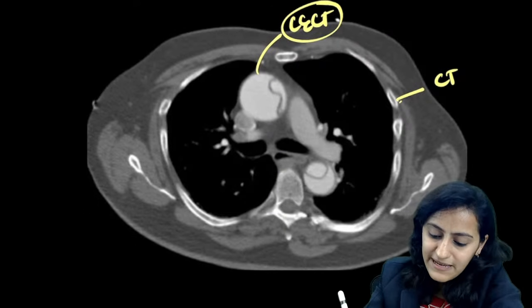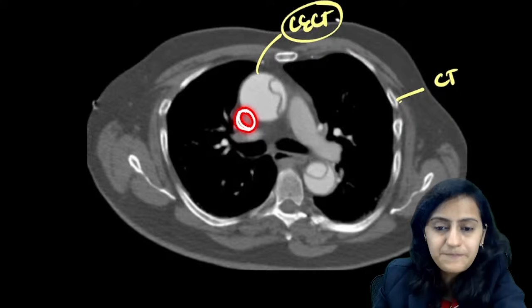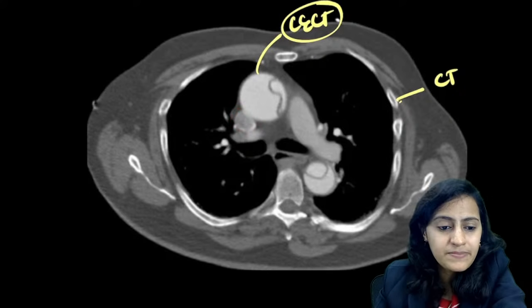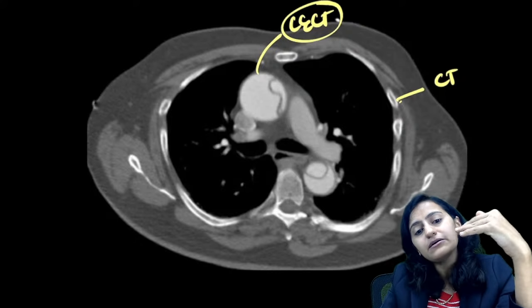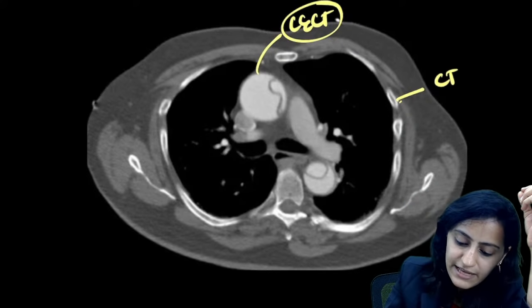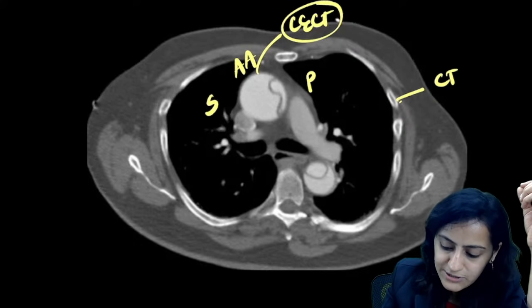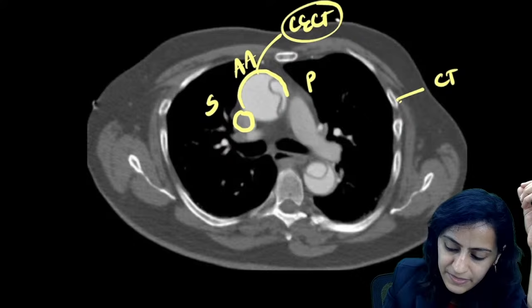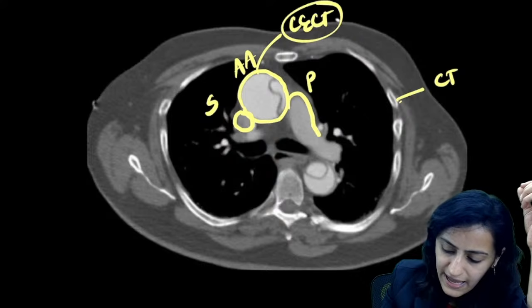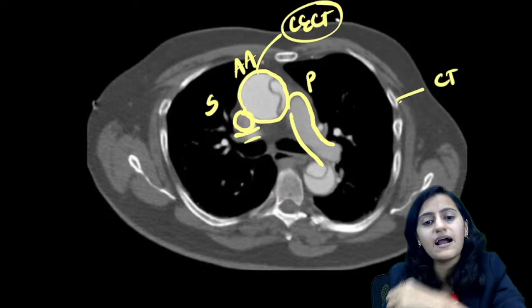Let us identify the structures here. What is this structure here anatomically? What is this structure here? So remember that we have the structures in the mediastinum, the three vessels arranged from right to left. It is SAAP, S-A-A-P. So this is the superior vena cava, the ascending aorta, and then there is this pulmonary artery and the pulmonary artery here.